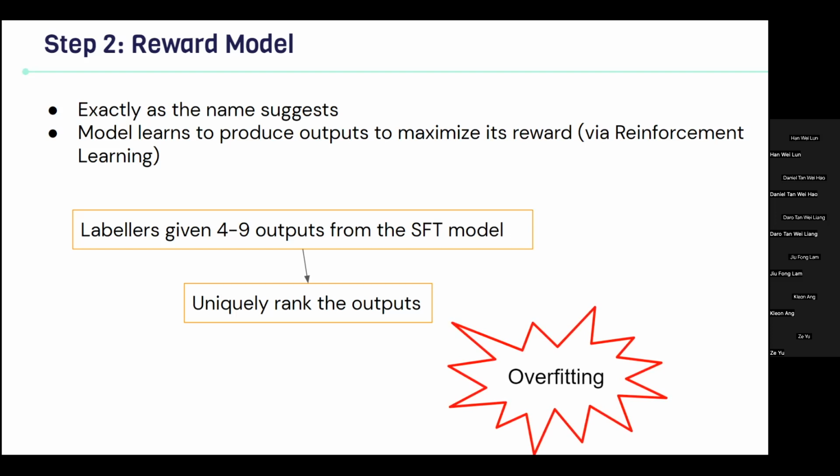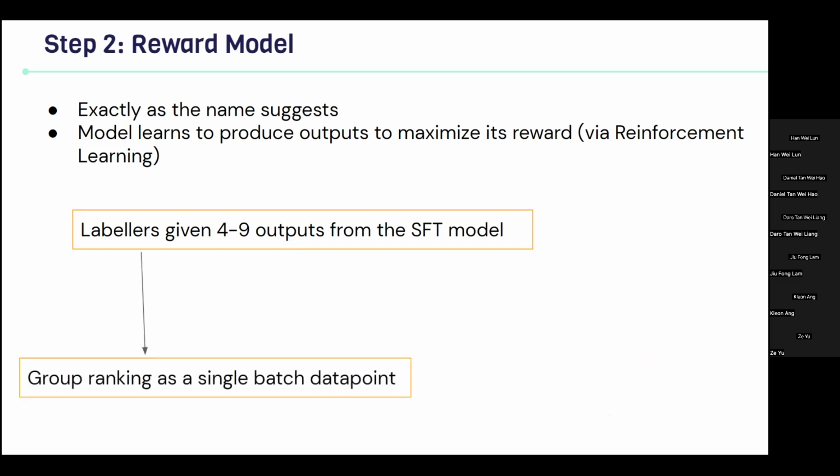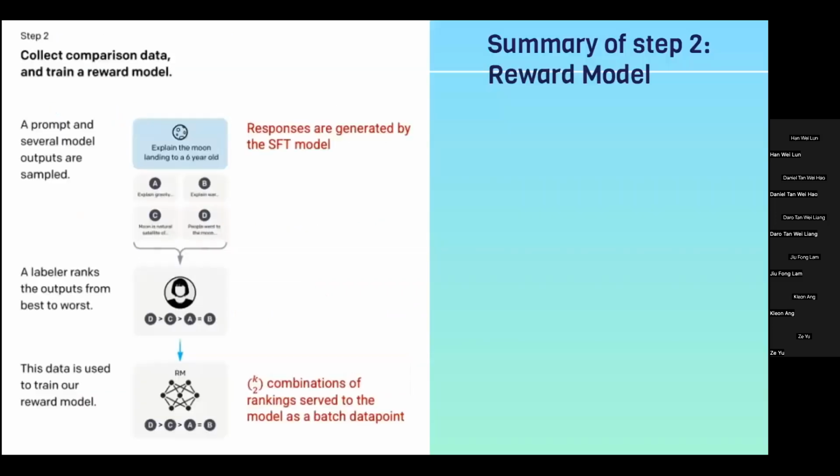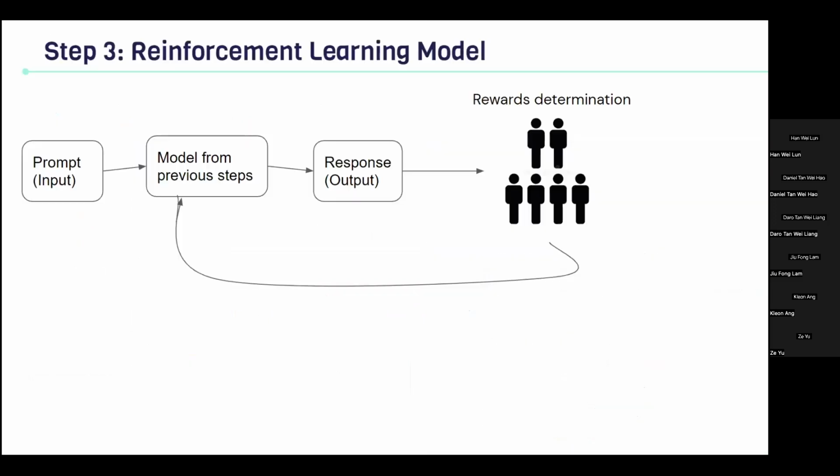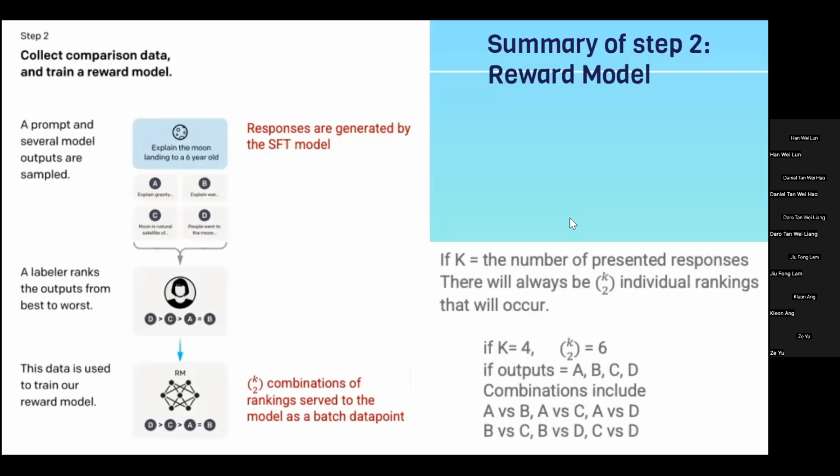But when they did this, it gave rise to a problem called overfitting. They fine-tuned the model too well to a specific use case, such that on things the model had never seen before, it's unable to produce inference. To deal with this, we use group ranking as a single batch data point. So basically ranking a group of input-output pairs together rather than taking a single input-output pair when scoring. The summary of that is on the right. If K is the number of ranked responses, there will always be K choose 2 individual rankings that occur. From there, you can choose specific pairings to use. That's basically the reward system.